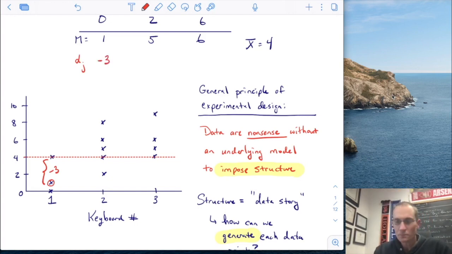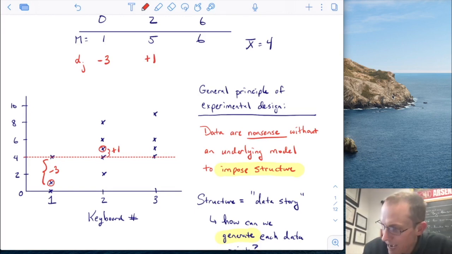Okay. Now, let's do the same thing for keyboard 2. Keyboard 2, the mean was 5. So I'm going to draw that here. How do I get from the grand mean at 4 to a treatment mean of 5? Well, I add 1, right? And so that treatment effect is a plus 1.